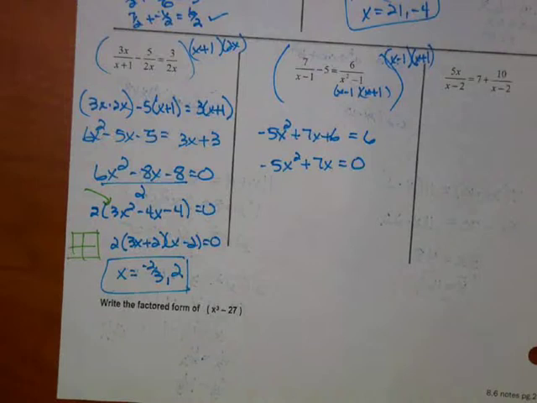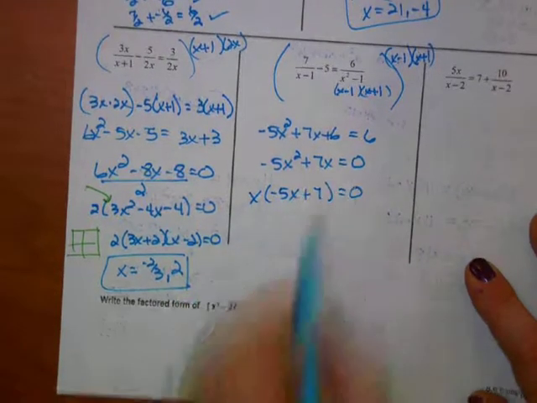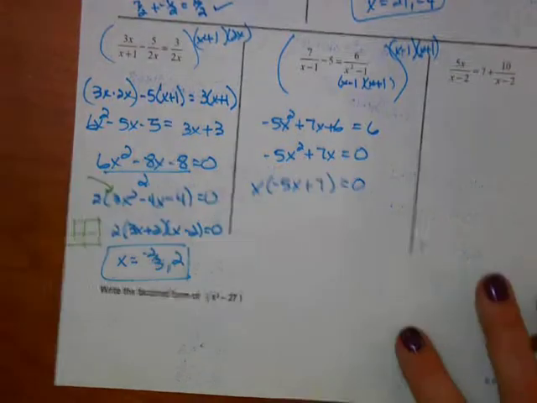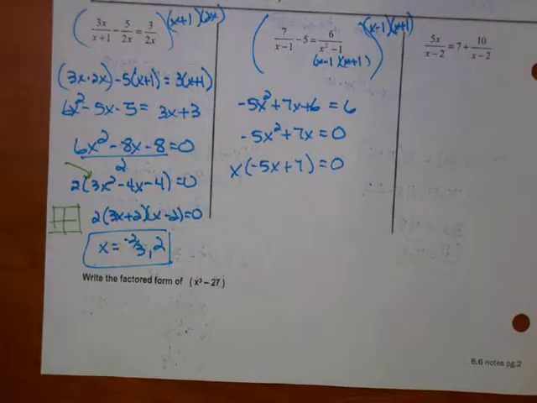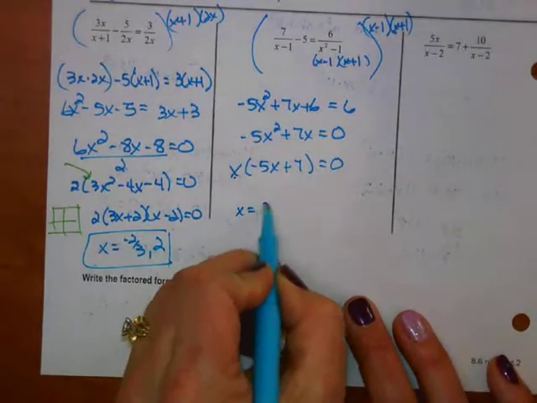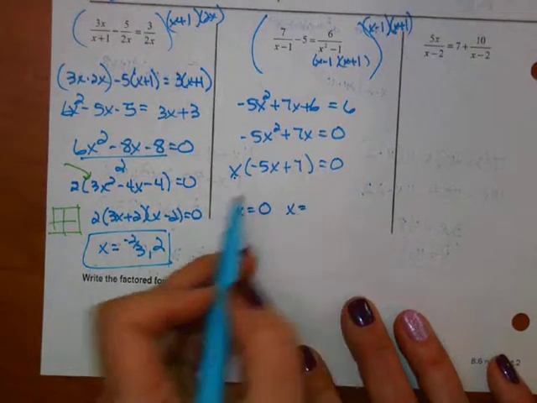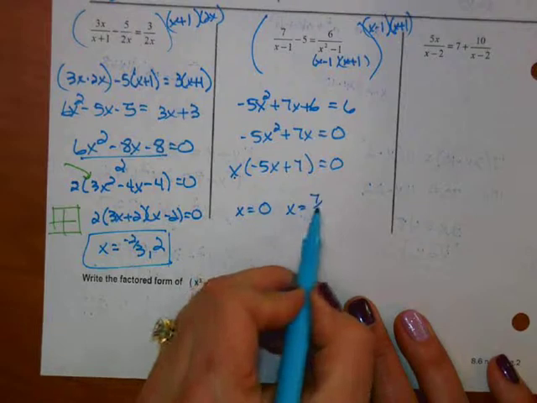Just as a refresher, what do you do at this point? Take out an x, so it becomes really kind of easy. All you can do is take out an x, and it looks like this. And then you set each factor equal to 0. So your answers would be x equals 0, and x equals positive 7/5.